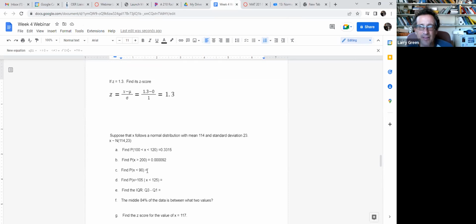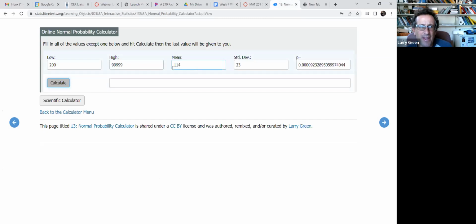What's the probability that X is less than 90? Kind of similar thinking. What's the smallest number less than 90? How low can you go? Yeah, you can go all the way to negative infinity. So you go negative and then 5 nines.